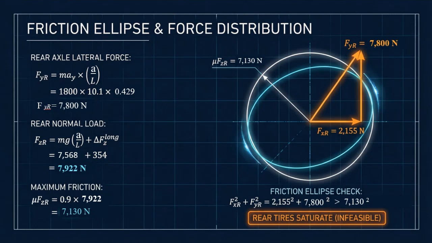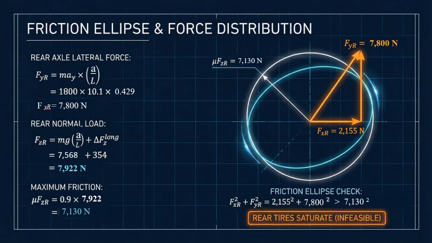Now let us calculate the rear axle lateral force, Fyr, which equals 7,800 newtons. Next, let us determine the rear normal load, Fzr, which equals 7,920.2 newtons. We shall now compute the maximum friction force available at the rear axle. This is mu multiplied by Fzr, which gives 7,130 newtons.